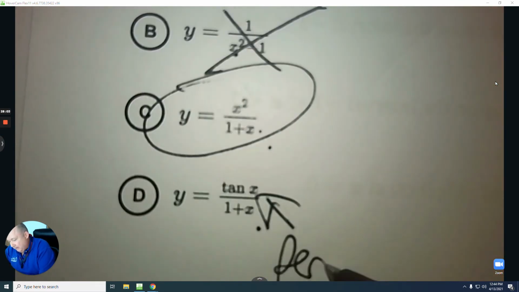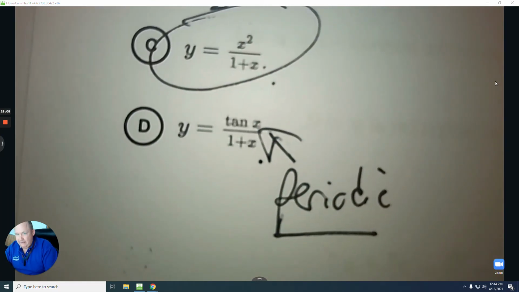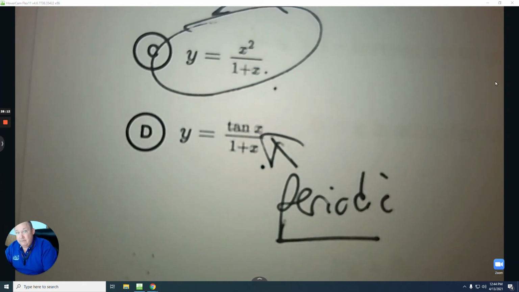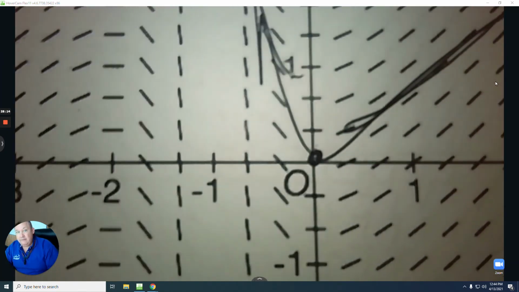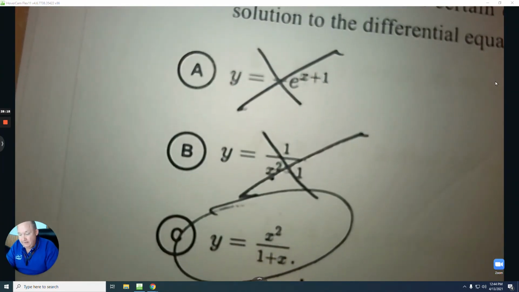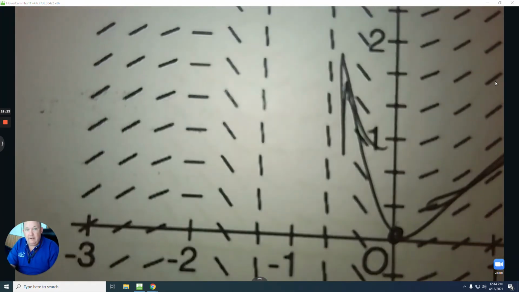Tangent is periodic. So that means that there'd be a pattern that repeats over and over again, and there would be undefined slopes to the right and left. So tangent has a bunch of slopes that are undefined, and that's not true to the right and left. So it is undefined at negative 1, and you can see at negative 1 it's undefined and blank there.